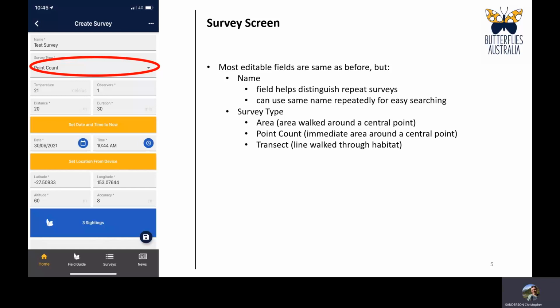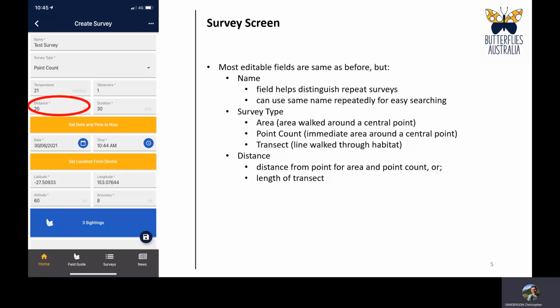So if you're setting up an area that goes from rainforest to eucalypt forest, then you're surveying two different habitat types. Ideally, you would set it up so that you do one survey in rainforest and then walk over to the eucalypt forest and do a second survey in the eucalypt forest. And that goes for line transects as well. Ideally, you want those transects to be in one type of habitat.